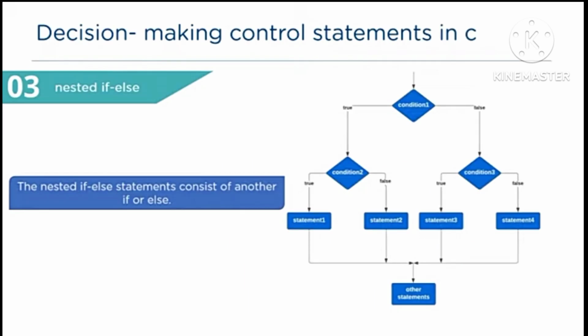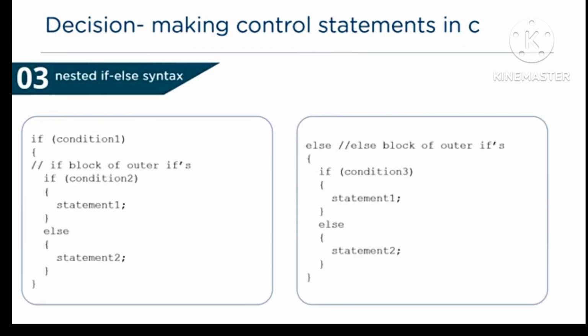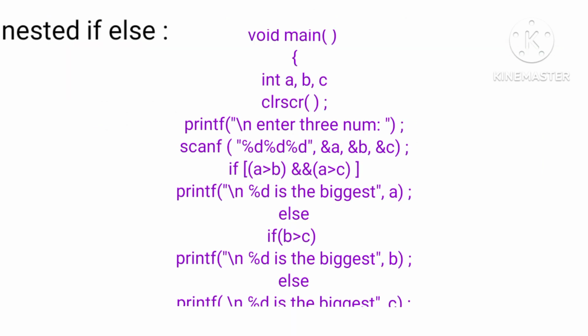Next, third one, nested if else statement. Nested if else statements consist of another if or else. This is the flowchart of the nested if else statement. This is the nested if else syntax: if condition, else, statement 1 and statement 2. Next, the nested if else program.